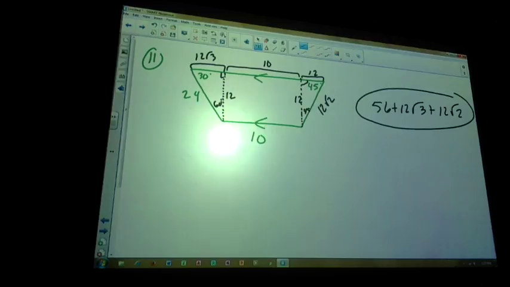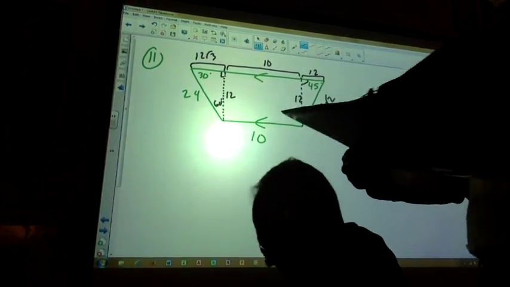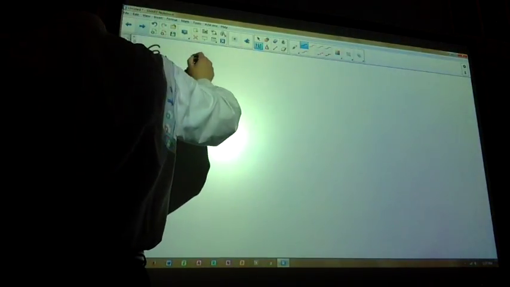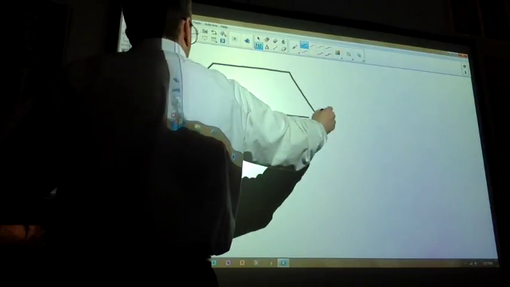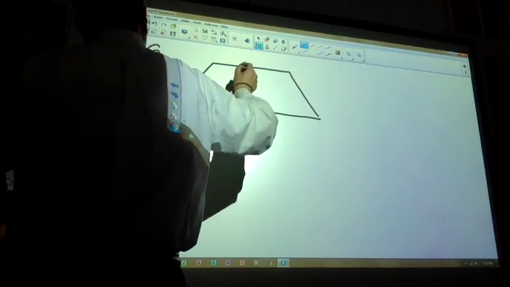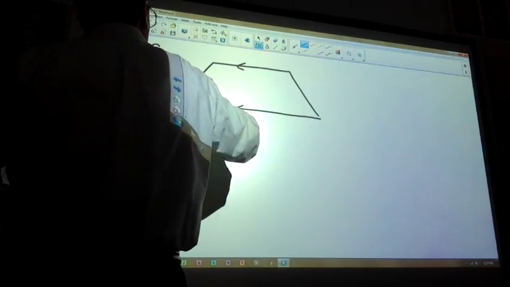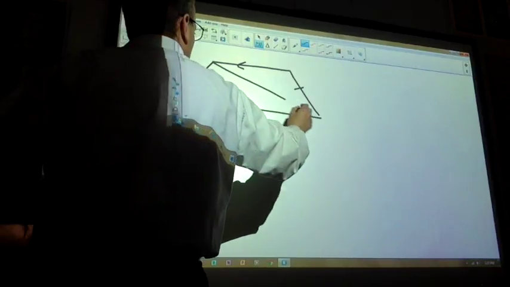9 and 10. Number 9. I don't know how often we use trapezoids out in the real world, but I like them. I don't know why. There's like goofy rules that go with them.